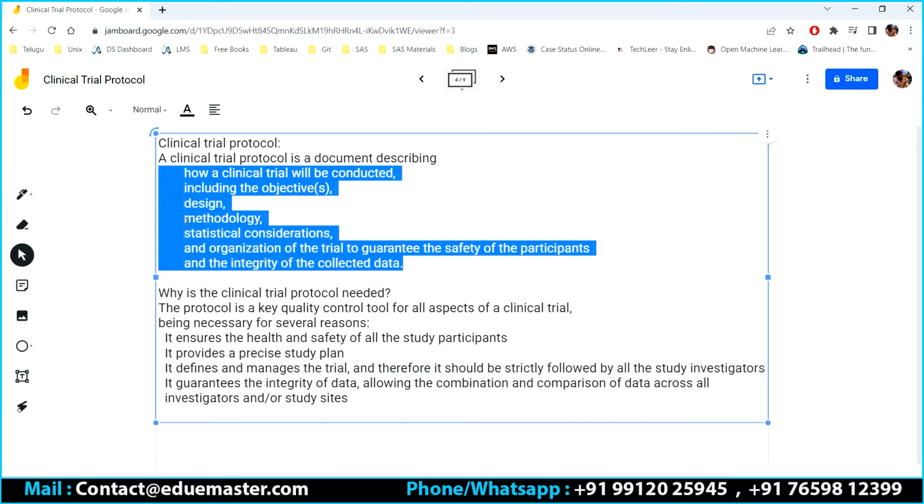First of all, you understand what it describes. So what it is describing: how the clinical trial is conducted, what is the objective, what is the design, what is the methodology, what are the considerations, which organization is doing it, how they are providing the safety to the participants, and finally, how they are maintaining the integrity of the data that we have collected. Is this clear? What a clinical trial protocol document consists of? Everyone, can I have a quick confirmation? Any questions here, guys?